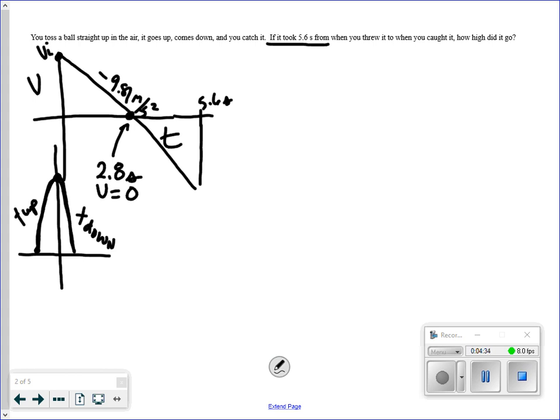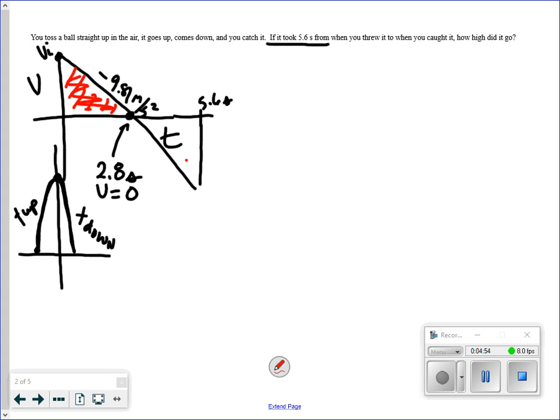So this question is asking, how high did it go? What you're being asked to find is the altitude, and that equates to the area under the curve. These two are identical, this one and this one, but the truth is you only need this one, and you should be able to answer the question.